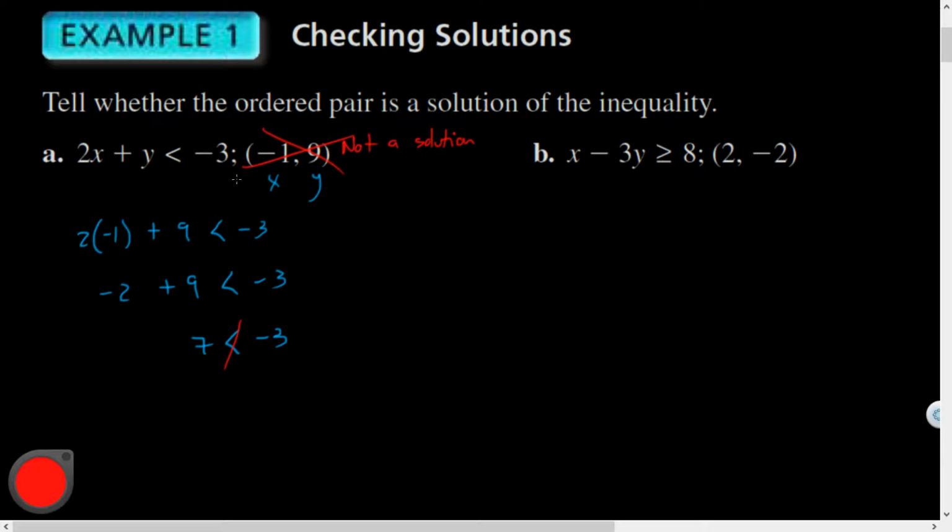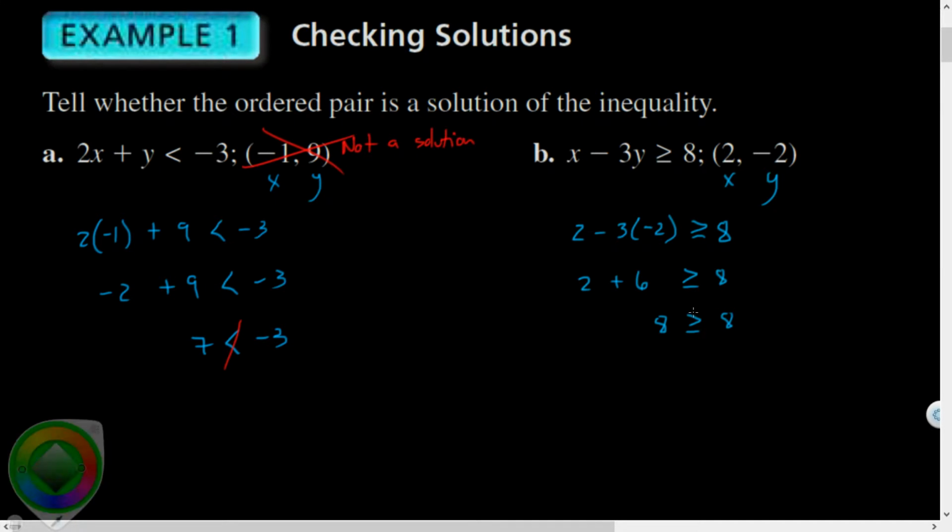Now, there are going to be x-y combinations that will be solutions of this, but right now we're just checking whether or not this is a solution. So let's do it for this one over here. I'm going to plug them in for x and y and see if it works. Is 2 minus 3 times -2 greater than or equal to 8? -3 times -2 is positive 6, so 2 plus 6 is 8. Is 8 greater than or equal to itself? Yes. If it didn't have the equal part, it would have failed.